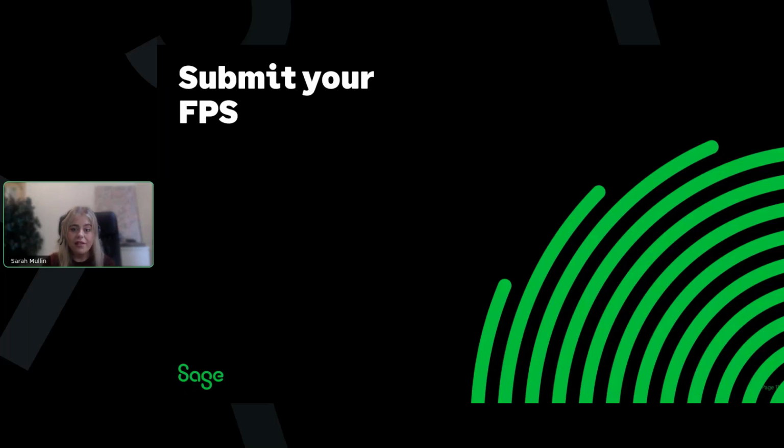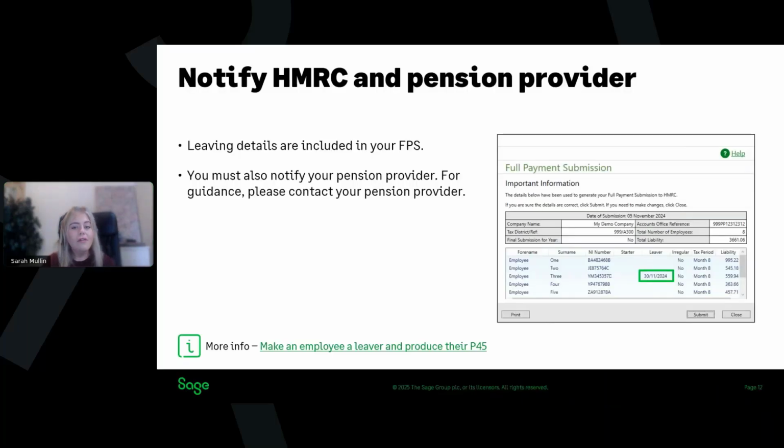So let's move on to the final step in the leaver process, and that is reporting the leaver to HMRC. This is done automatically when you submit your full payment submission. The FPS includes both starter and leaver details, so there isn't any need for a separate submission. You'll submit the FPS on or before the pay date, just as you normally would, and in the FPS preview window, you'll be able to see that leaving date. Some of you might have been on our new starters webinar earlier this week, so it will show exactly the same, just in a different column.